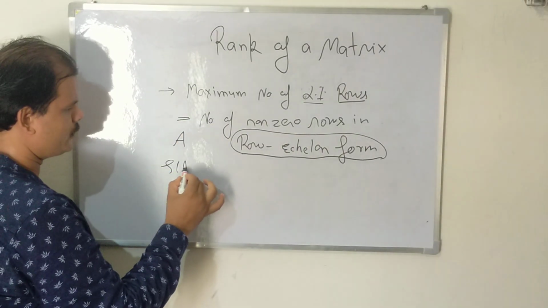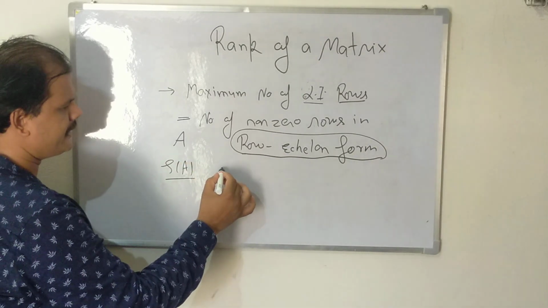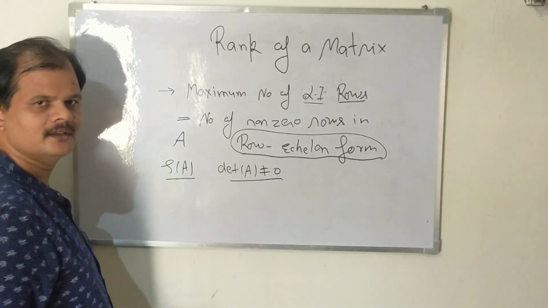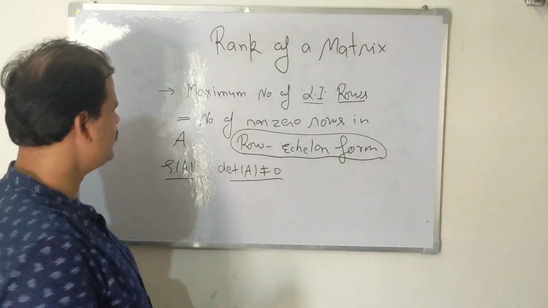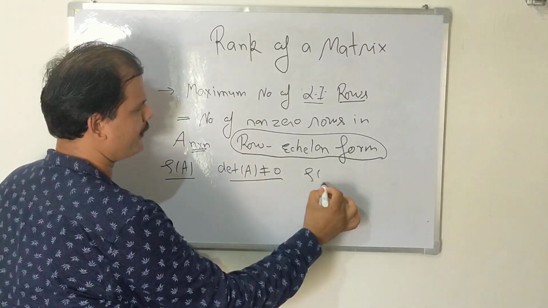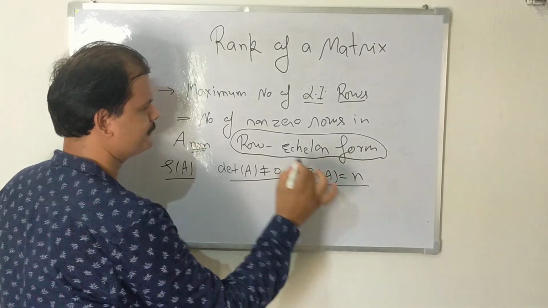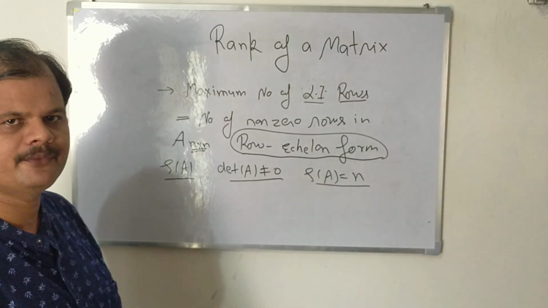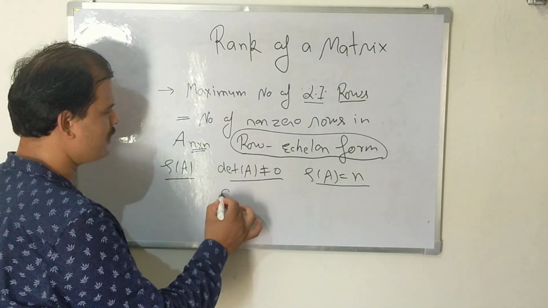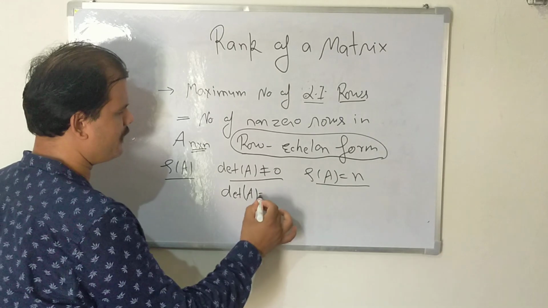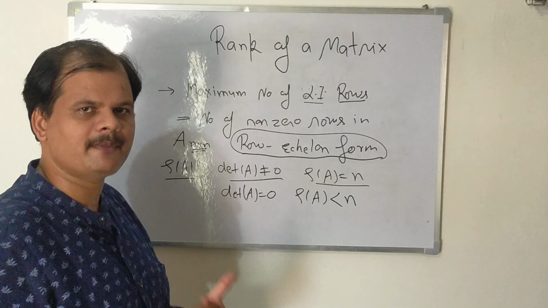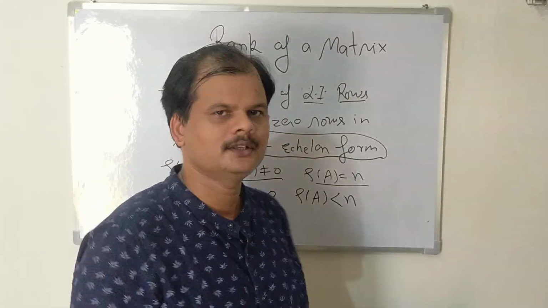So rank of A, this is the notation we have. If determinant of A is not equal to 0, we say non-singular matrix. In this case, suppose A is the n cross n matrix, so rank of A equals n. This is called the full rank. For the non-singular matrix we have the full rank, and for a singular matrix, if determinant of A equals 0, then rank of A is less than n. It may be n minus 1, n minus 2, depending upon the row echelon form.